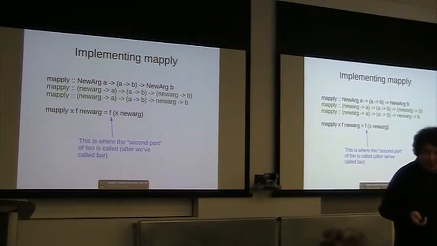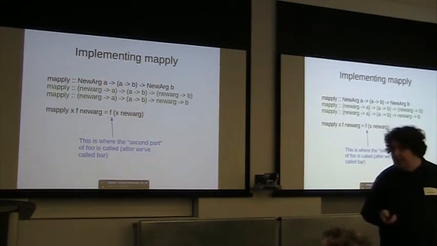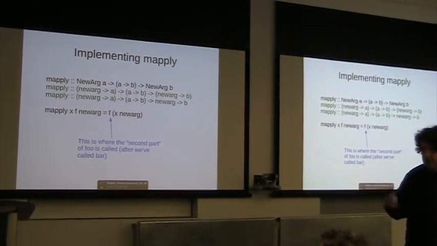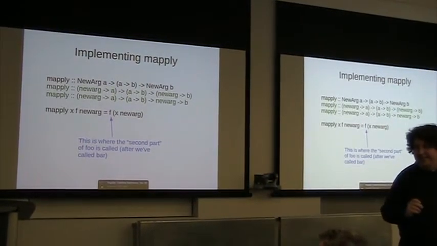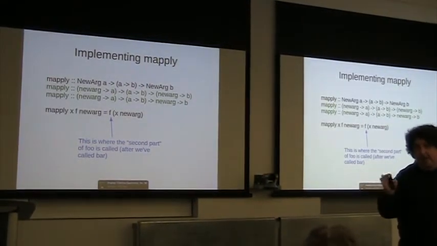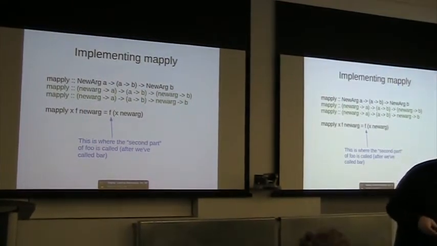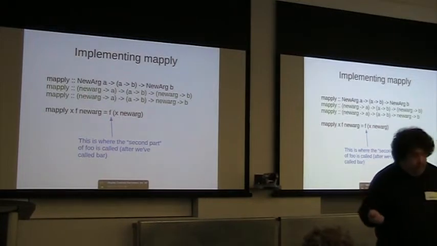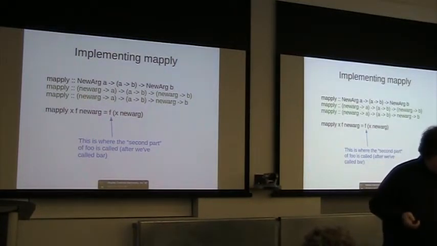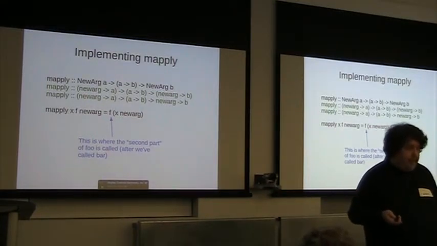It's not really automatic, it's just hidden under the syntax. Yes. You still have to touch every line of code. It's just that you touched it in a cool way instead of a stupid way. And there are advantages, and I will go into the advantages in a little bit. This is where the second part of foo is called. So this works fairly well, but there is a problem.